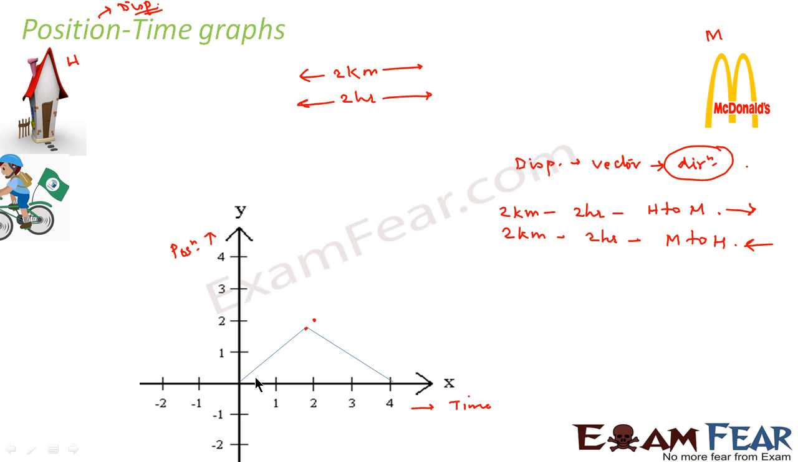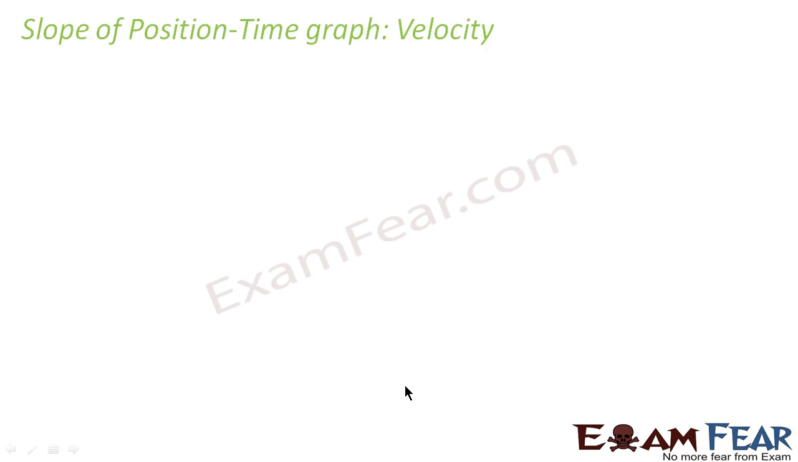That means he traveled 2 kilometers in the first 2 hours. Again, he traveled 2 kilometers in the next 2 hours, but in the opposite direction. So I hope now it is clear between the distance time graph and the position time graph. Distance time graph will not take into consideration the direction of motion, but the position time graph will take into consideration the direction of motion of the object. Now we will discuss the slope of position time graph very similarly with the way we discussed the slope of distance time graph.